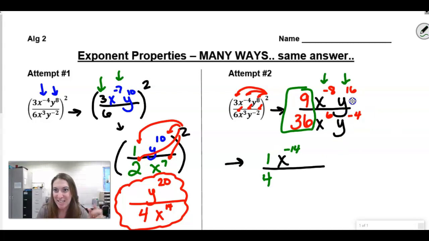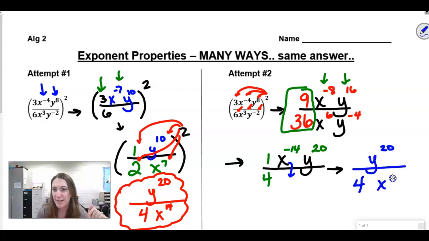And then 16 minus -4 is a y to the 20th. All right, I think we're there, guys. One more step. I have a negative exponent. That means that term has to move down. So final answer is, I'm going to leave the 1 off. But you can't say 1 times y to the 20th over 4, and now it's x to the positive 14th power. Looky there, same answer.